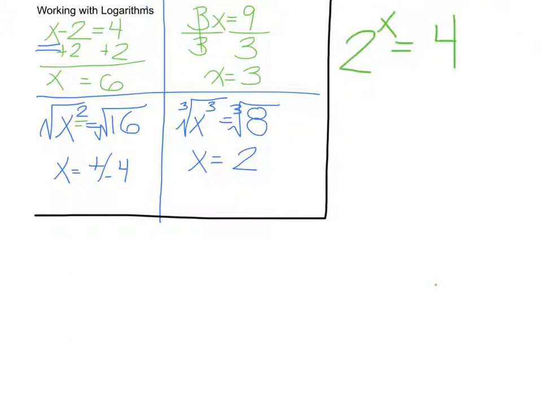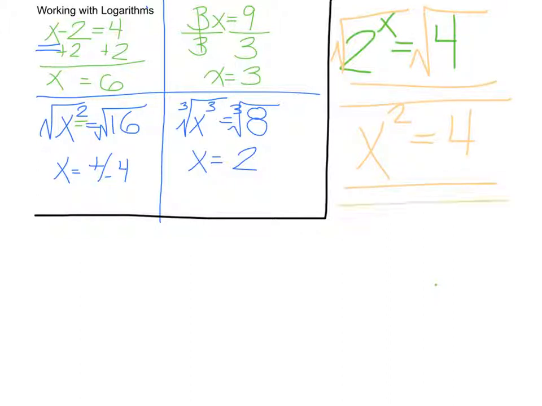Sometimes students think that they can look at this and take the square root of both sides. But let's remember, this isn't the same thing as x to the second power equal to 4. This equation and this equation are very different. I may be able to take the square root in this situation and get x by itself, but I'm not going to be able to do that here.